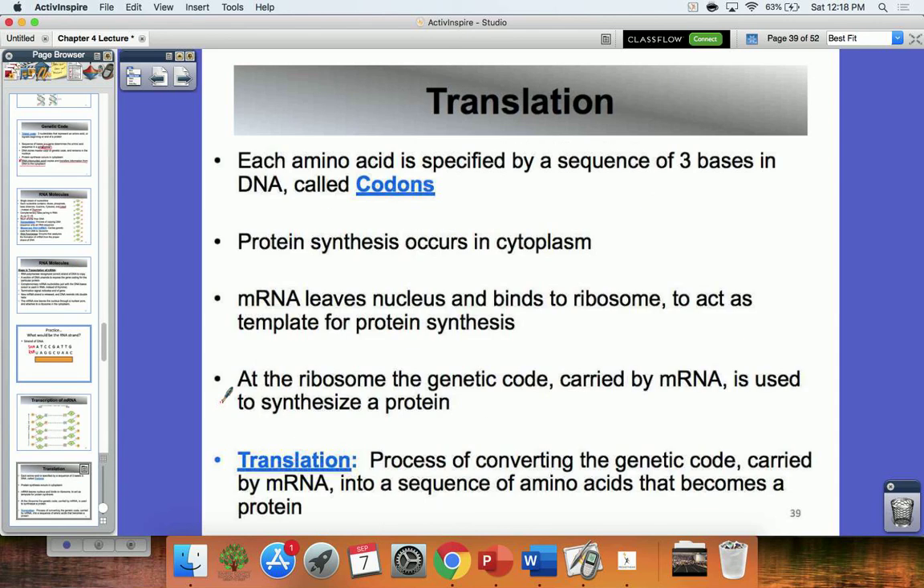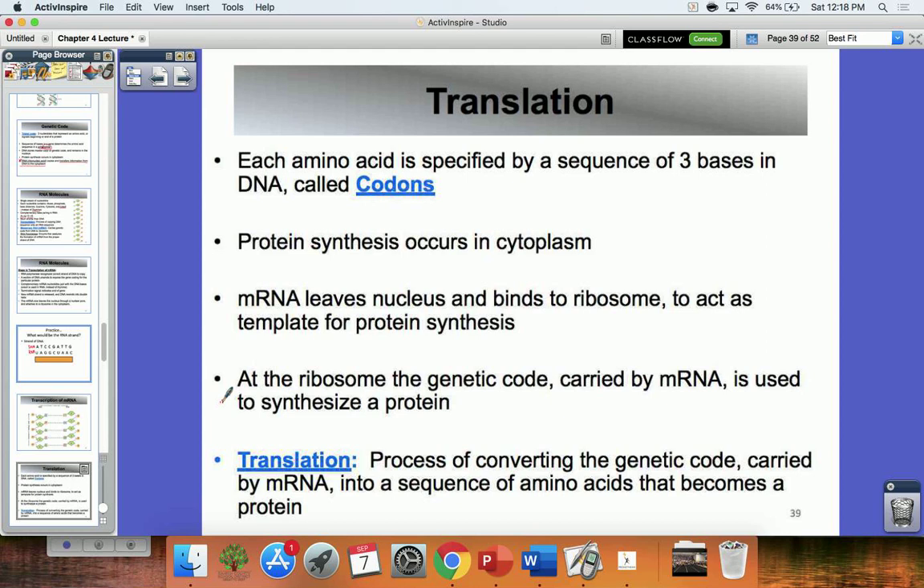All right, so the next step is translation. Now, the word translate to you may mean that we're going from one language to the next. And that's exactly what we're doing here. So we've already gone from DNA to RNA, which are both nucleic acids. But now we're about to go from RNA to protein, which is a different language. And this is happening within the cytoplasm, specifically the ribosome that's in the cytoplasm.